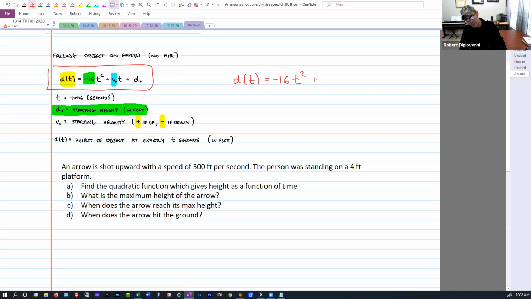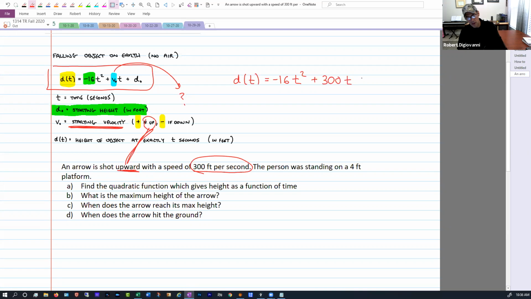Now, plus v naught, this is important. What is v naught? V naught is the starting velocity. Was the arrow given some sort of speed? Yes, right? It was shot upward. Okay, it was shot up at a speed of 300 feet per second. If it's up, that's what it says here. If it's up, which it is, then we're going to put plus 300, and then there's a t next to that.